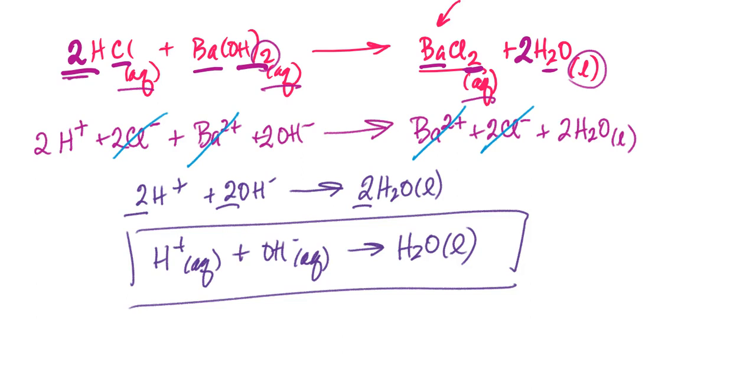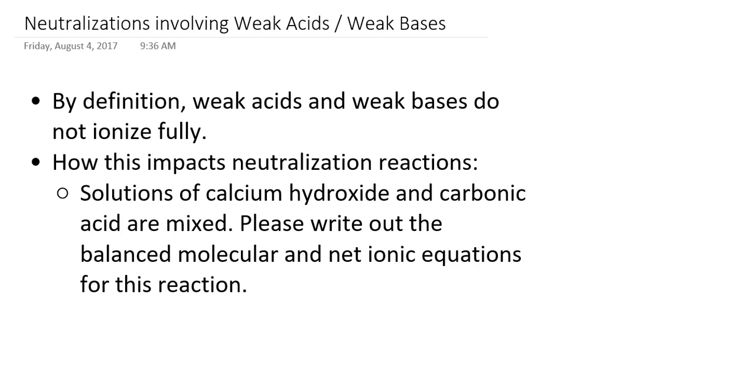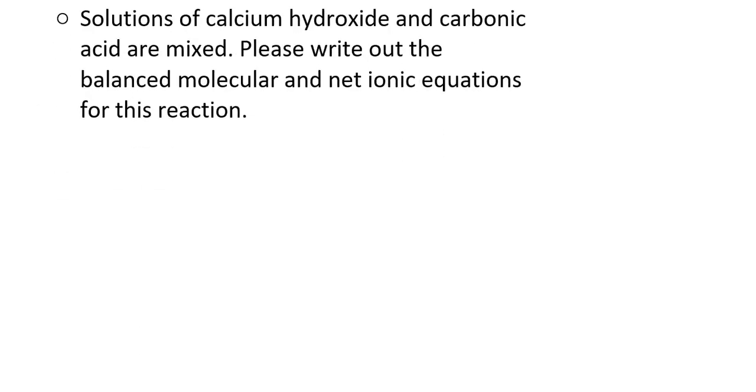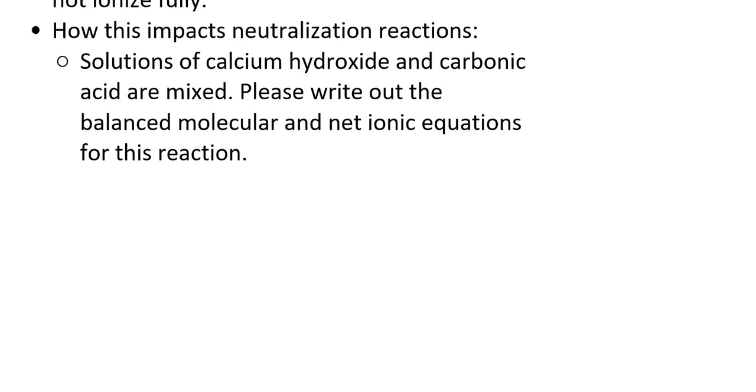But what happens when one of the species, the acid or the base, turns out to not be a strong acid or a strong base? What if it's a weak acid or a weak base? Well, let's see how that would actually work out. Suppose that I take a solution of calcium hydroxide and carbonic acid and mix them together. I'm going to write the balanced molecular equation and also piece together the net ionic equation for this reaction.